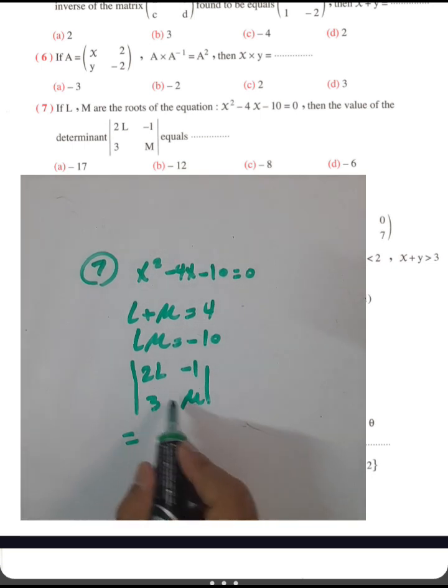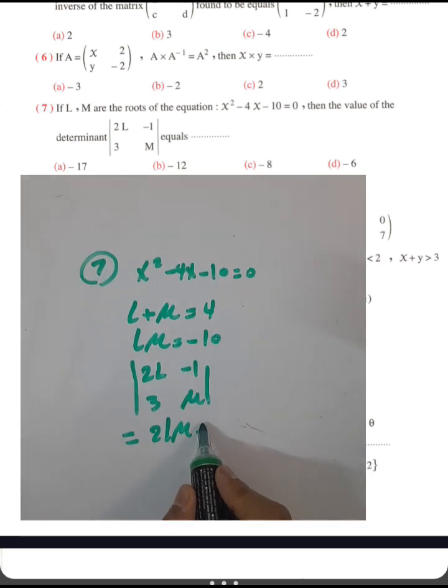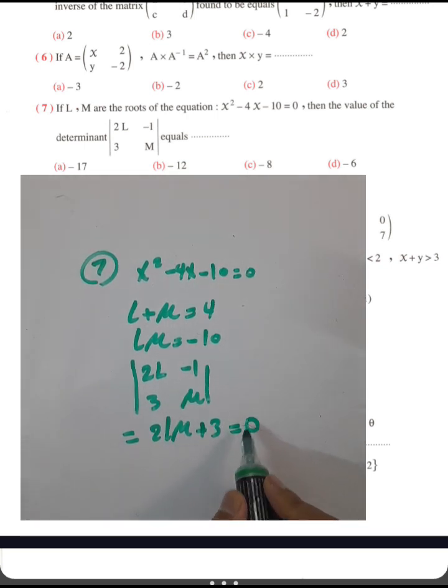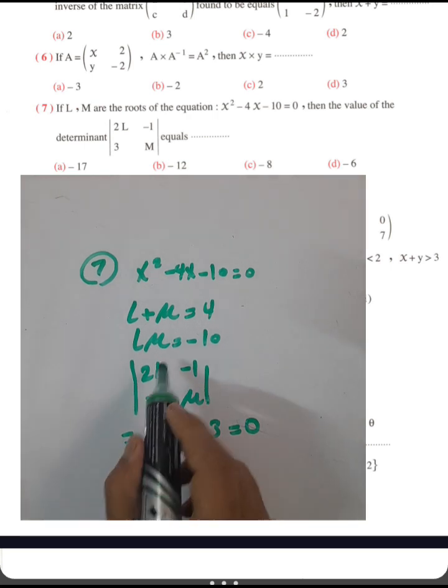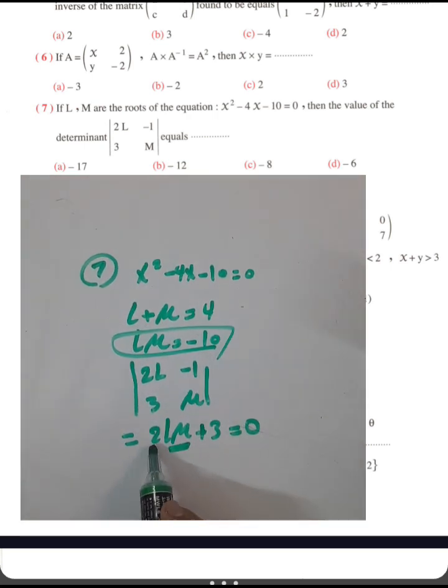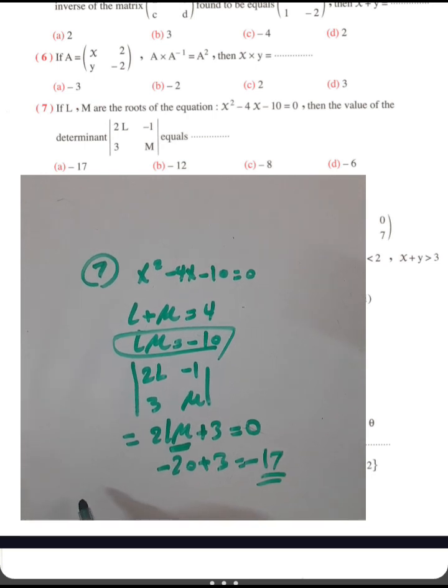2L times M, it will be 2LM. Subtract by negative 1 times 3, it will be positive 3. Negative times negative equal positive. Then we will put LM equal negative 10 here. Negative 10 times 2, it will be negative 20. Plus 3 equal negative 17. The result here will be negative 17. Choose letter A about question 7.